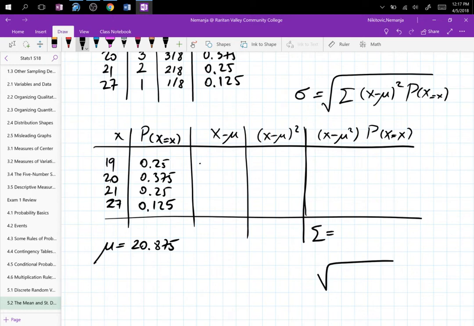So x minus mu. We have 19 minus 20.875, which is negative 1.875. Then 20 minus 20.875 is negative 0.875. 21 minus this is 0.125. And 27 minus 20.875 is 6.125.